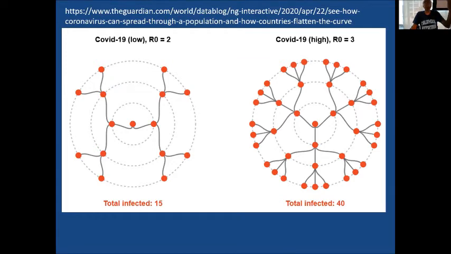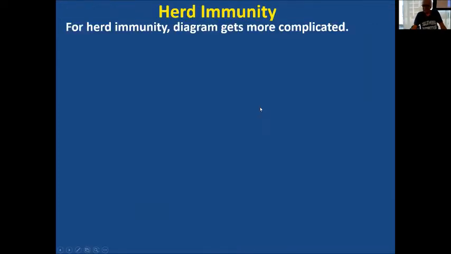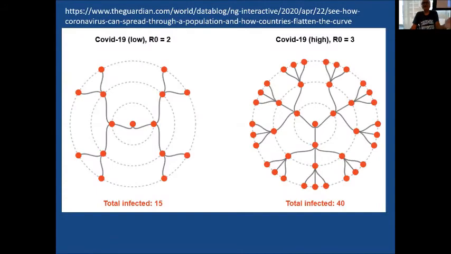Because you want to build this, and this is the herd immunity concept. If enough people get infected, then it's good in the long run. It even gets rid of the virus. So the diagram that I have of how the virus propagates gets complicated.